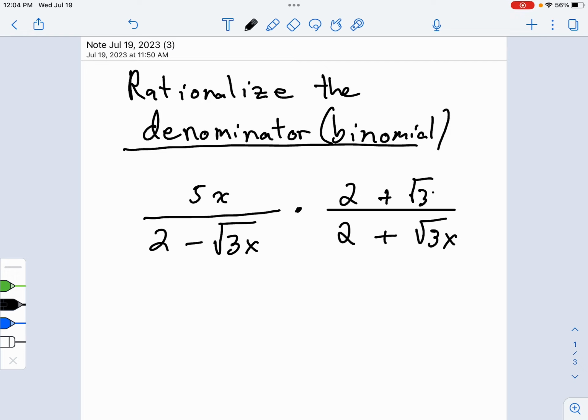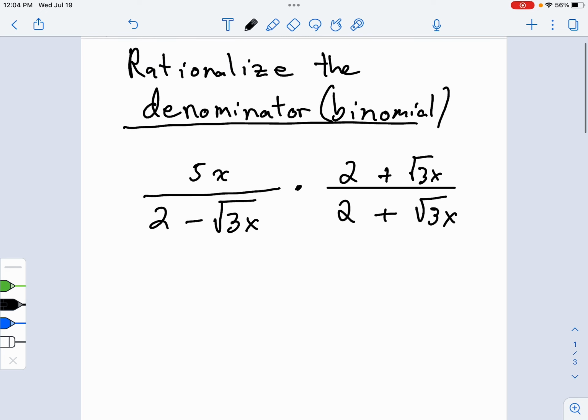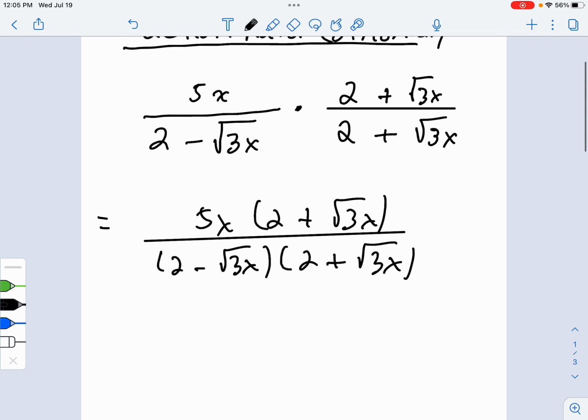And we have to do that to both the numerator and denominator, because if you just did it to the denominator, it would change everything. Okay, it changes the problem, and you don't want to do that. Rewriting the denominator, you have what we call a difference of squares.